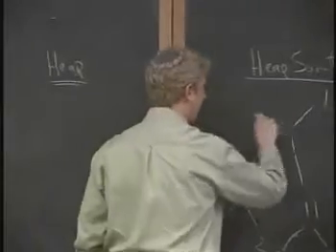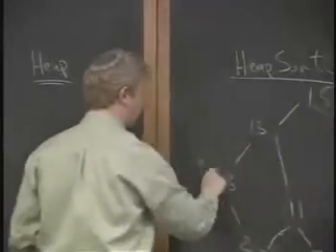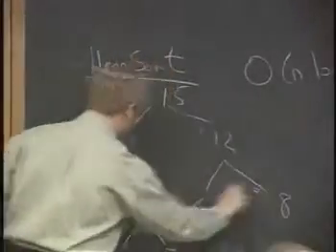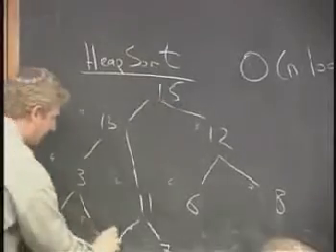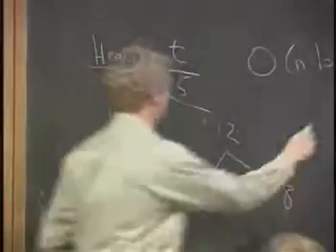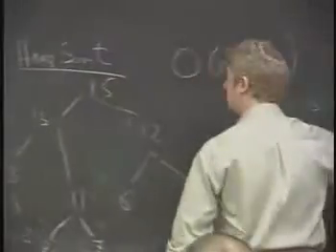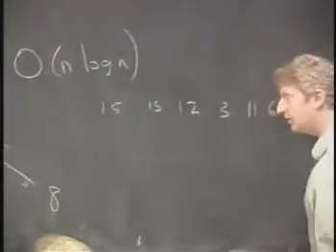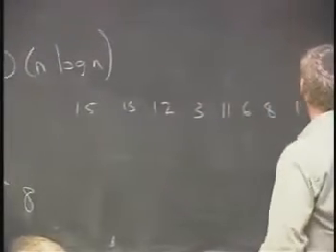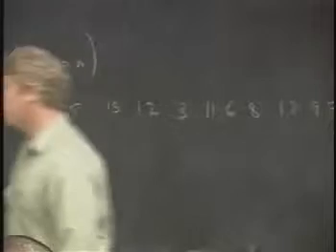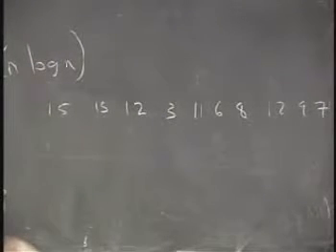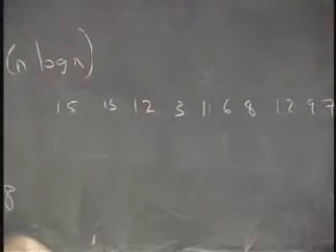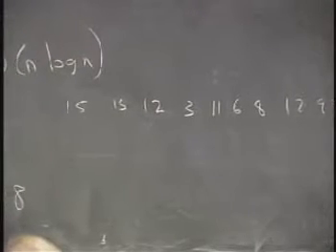This will be the first spot, the second, the third, fourth, fifth, sixth, seventh, 8, 9, 10, 11. It will look like this in an array: 15, 13, 12, 3, 11, 6, 8, 1, 2, 9, 7. That's what the array looks like that stores this heap. This kind of an ordering of a binary tree is called level ordering.